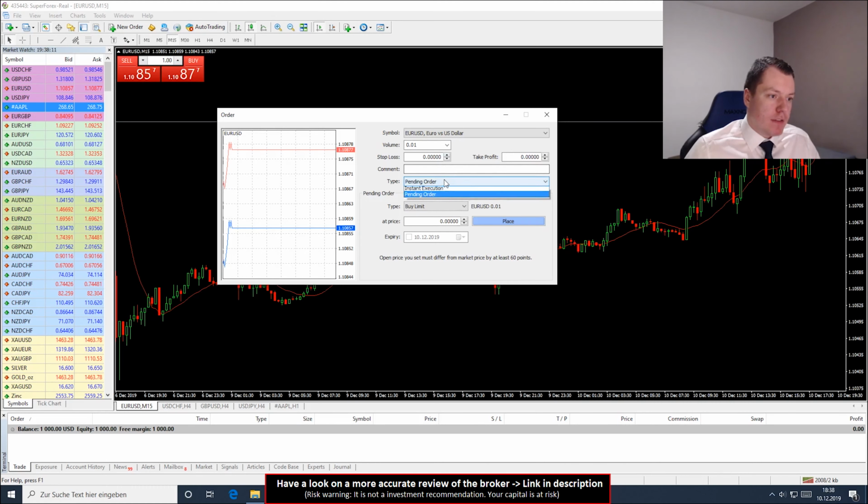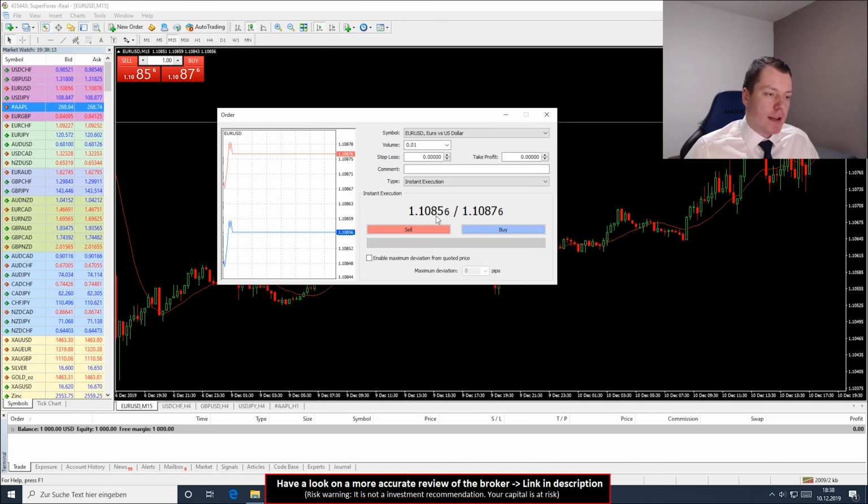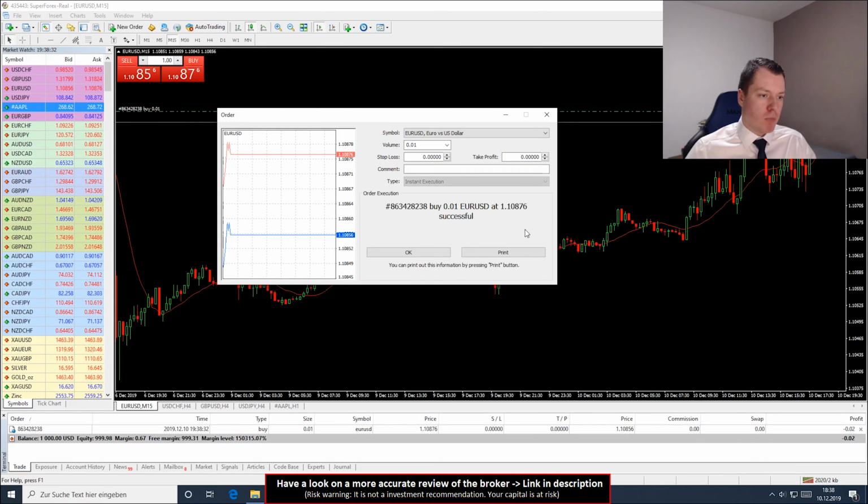Okay, let's have a look at the instant execution orders. This is the market order. I will click here on buy or sell. I can speculate on rising or falling markets because this is Forex trading. For this example, I make a trade with 0.01 lot, and I will make a long trade. Here I click on buy.